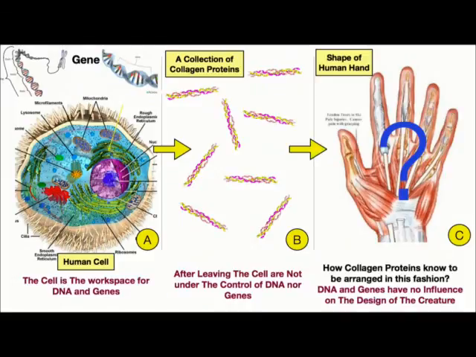So the big question: how do these millions and millions of proteins know to arrange themselves in the perfect order of the human hand, as you can see on the right? The answer is that this is not under the control of genes and DNA, the shaping of the collagen molecules in the shape of the human hand. Because as I said, genes and DNA can only work within the cell.